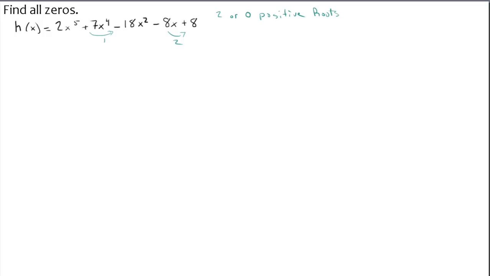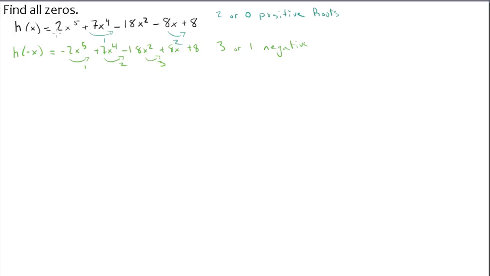And now let's go ahead and find h of negative x. So that's going to be minus 2x to the fifth plus 7x to the fourth minus 18x squared plus 8x plus 8. So let's count. That's 1, 2, 3 switches there. So that's 3 or 1 negative roots.